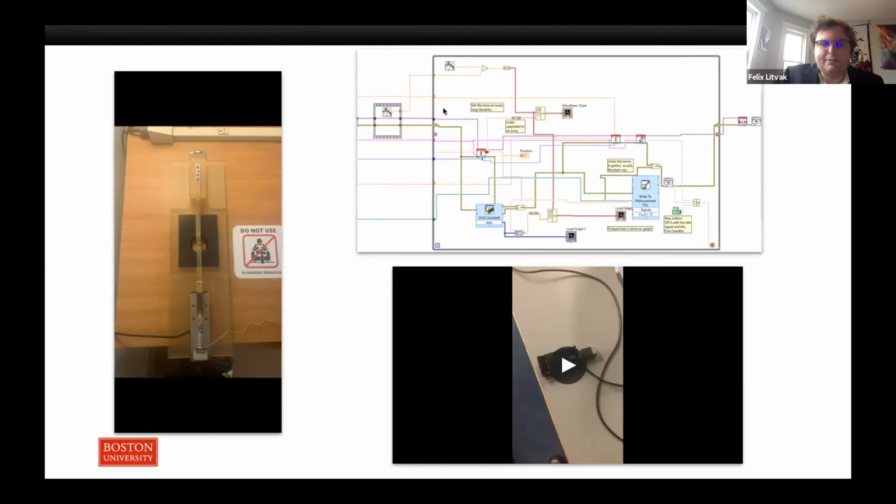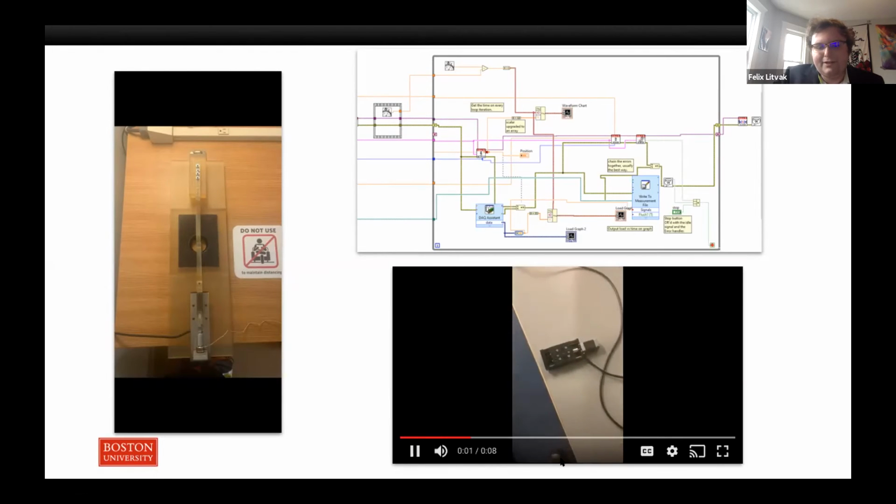The top right is just a picture of some of our code in LabVIEW. And this bottom video is going to show our motor moving in a sinusoidal fashion, as Jack described earlier, forwards and backwards by the same amount.